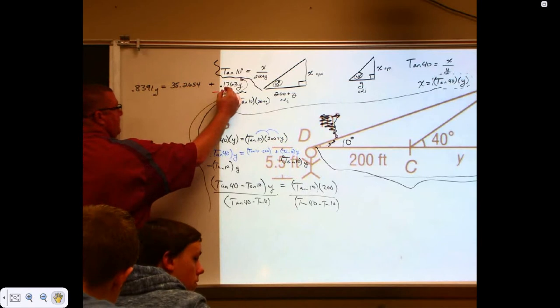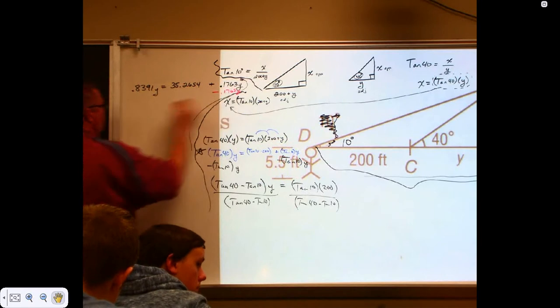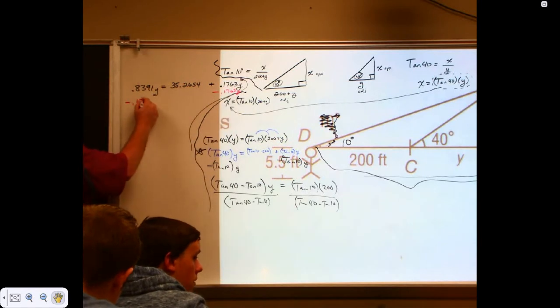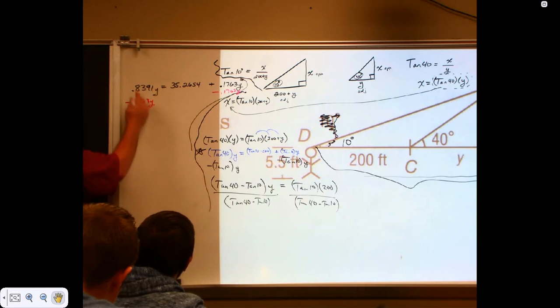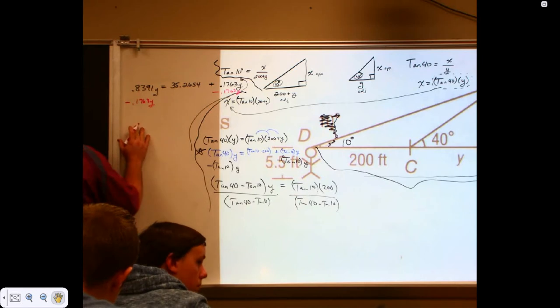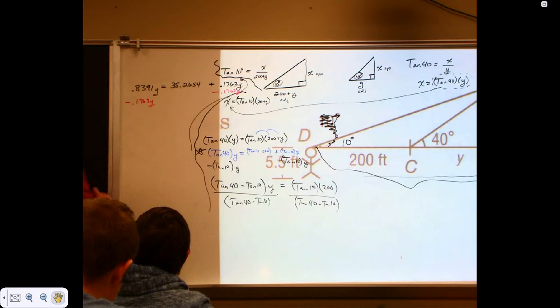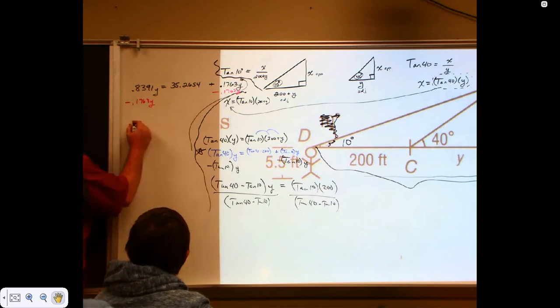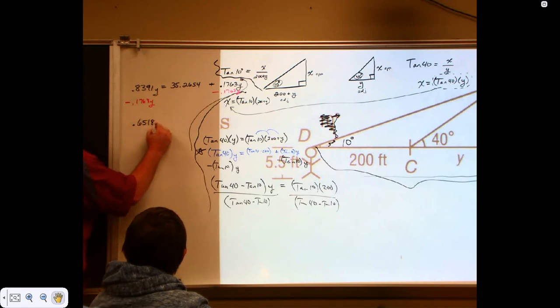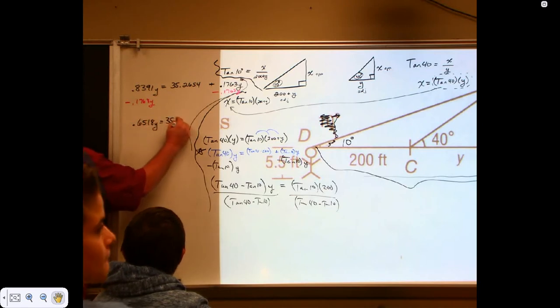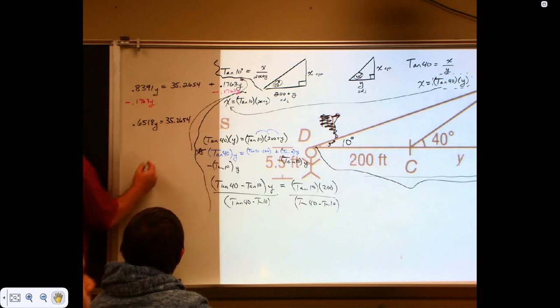Now we subtract what? 0.1763y. What are those two subtracted? 0.8391y minus 0.1763y is 0.6518y. Y is equal to 35.2654. Now what am I going to do?